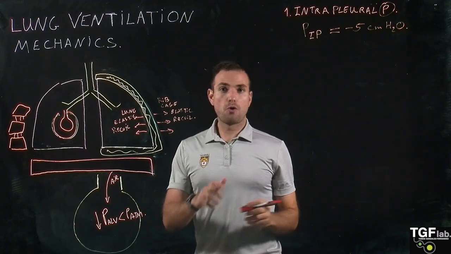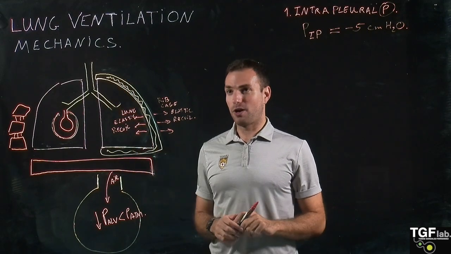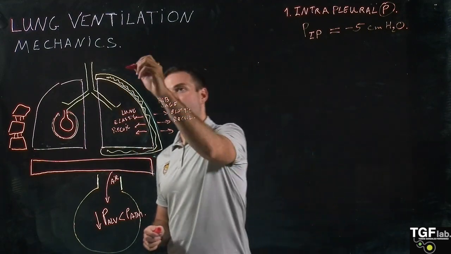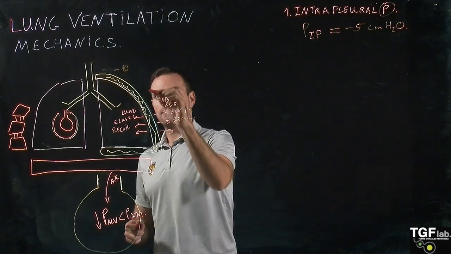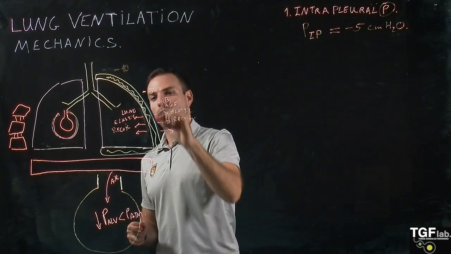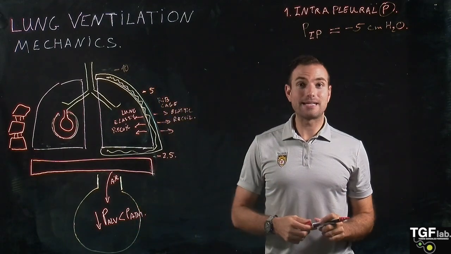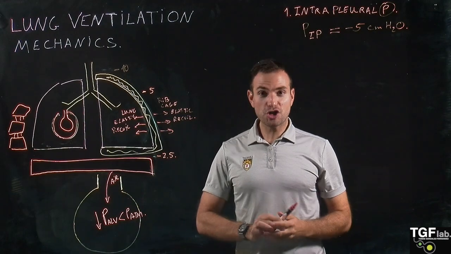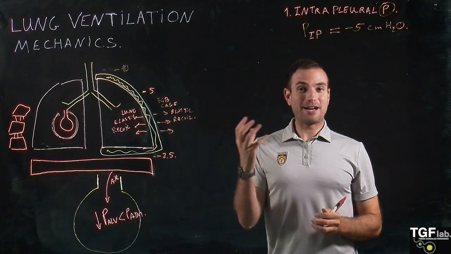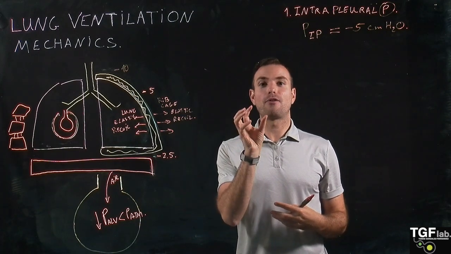This intrapleural pressure is not the same in all the pleura, so we have a gradient. Here on top it is more negative, around -10, then here in the middle it will be around -5, and here it will be -2.5. This gradient is due to the force of gravity. This intrapleural pressure is the reason why our lungs are always going to have a little bit of air volume.